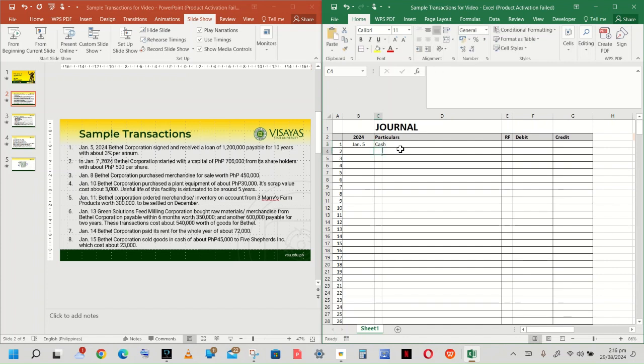And since the liability is good for 10 years, this is under non-current liabilities. So we may write it as notes payable, since the corporation signed and received about 1.2 million. So for the notes payable, we indicate it there. We may not enter brackets. We'll just write the note.